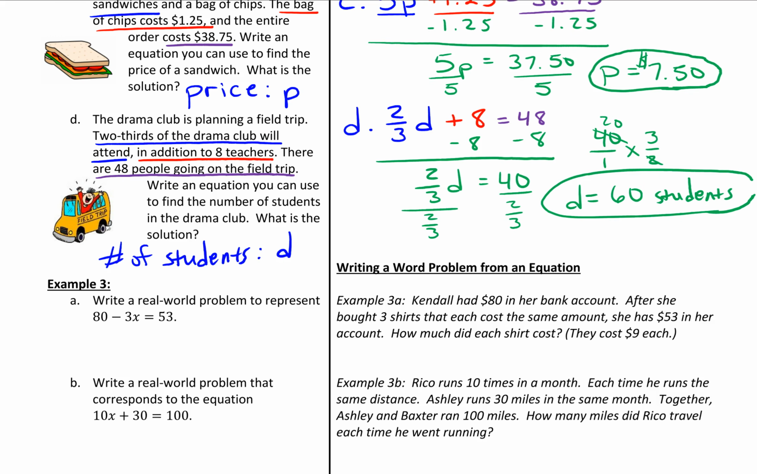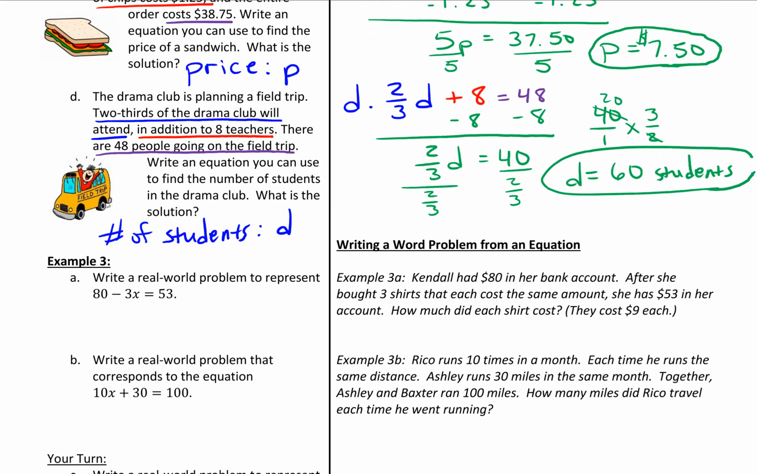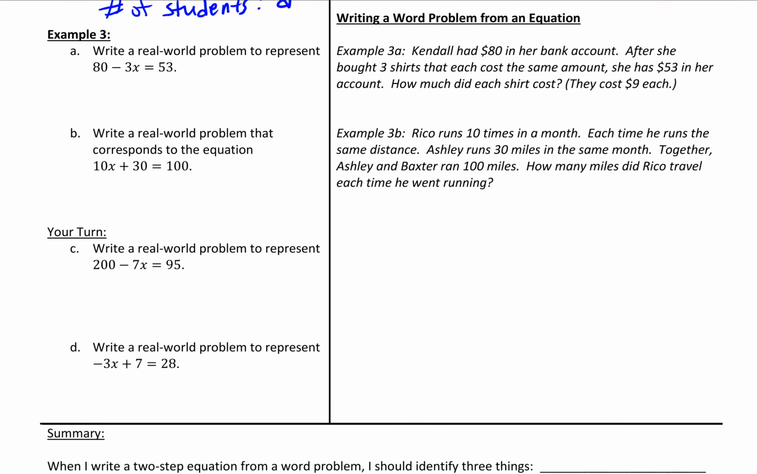So that is writing an equation from a word problem. Well, what if I give you, in example 3, an equation, and you have to give me a word problem? So if we look at A, we want to write a real world problem to represent 80 minus 3x is equal to 53. So here's an example.